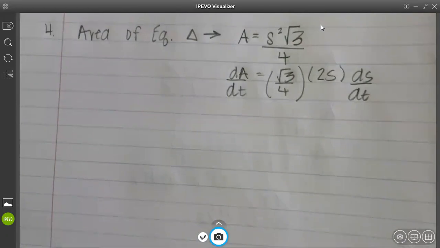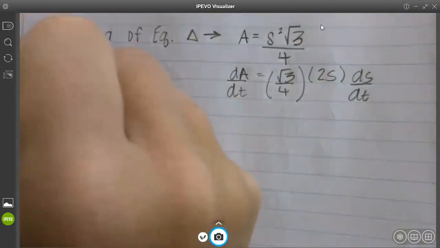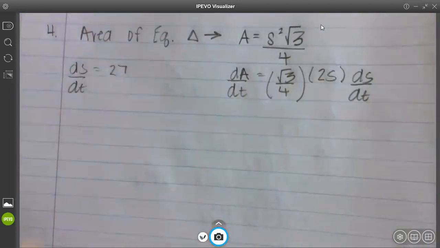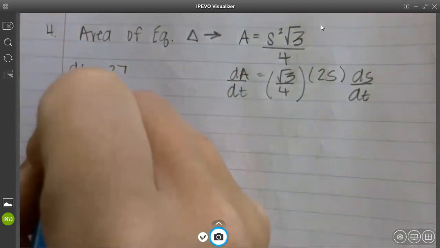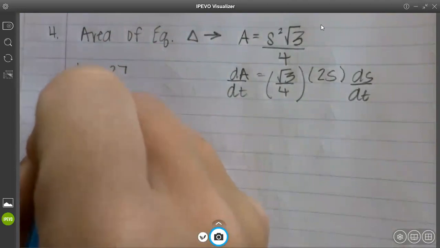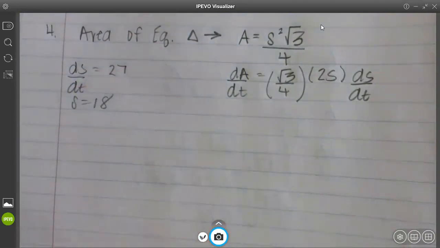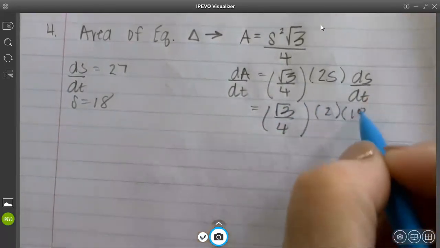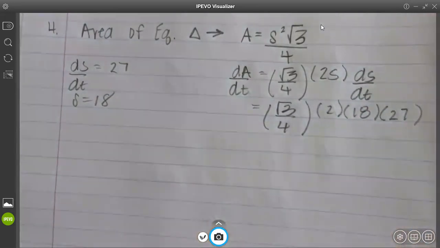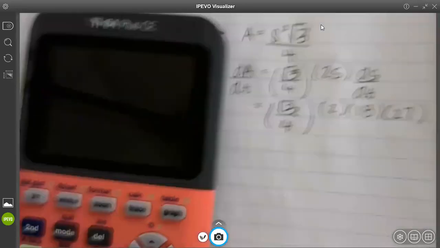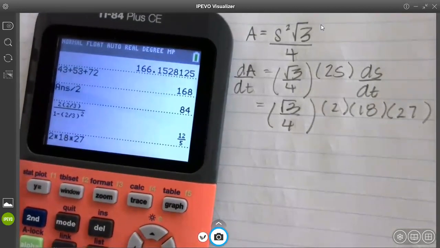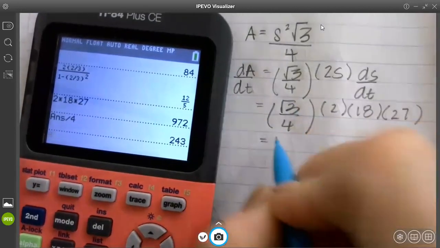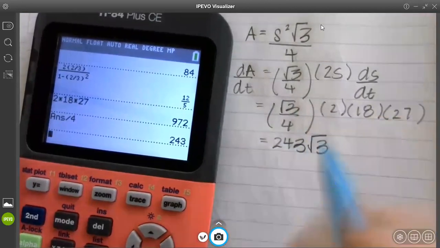All right. What do we know? So ds over dt, the side rate, is 27. What else do we know? Sides are 18. So plug in. Square root of 3 over 4, 2 times 18 times 27. Don't put the square root of 3 in your calculator, so just 2 times 18 times 27 divided by 4 gives you 243 square root of 3.